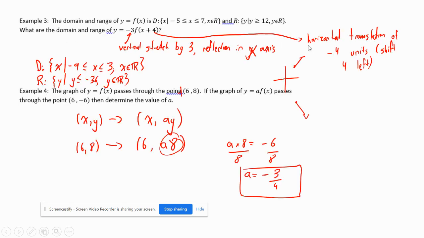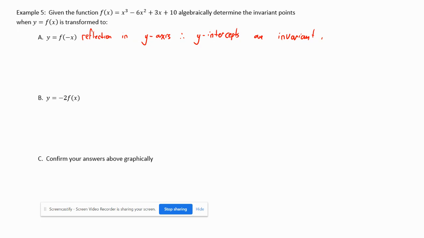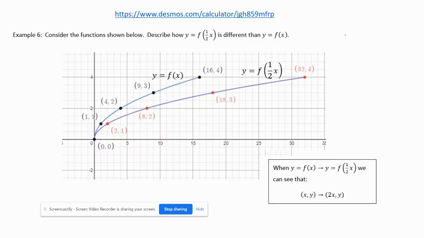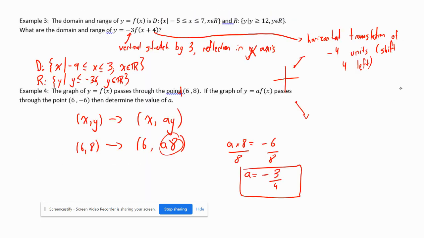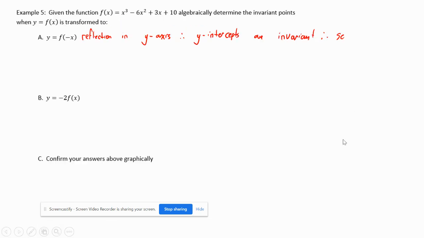So therefore, set x equal to 0. So this is going to be f at 0 equals 0 cubed minus 6 times 0 squared plus 3 times 0 plus 10. 0, 0, 0 equals 10. So 0, comma 10 is invariant.